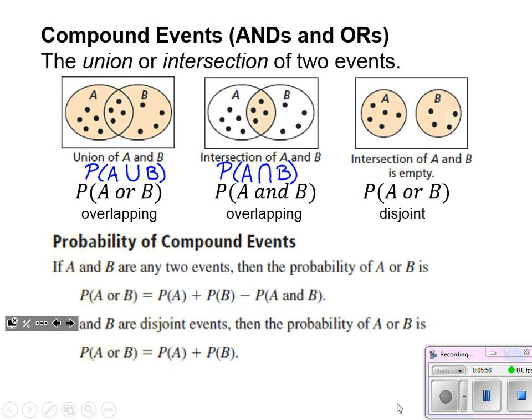Okay, and both of those are situations where we do have overlapping events. You can see there were some outcomes that fall into that overlapping area if we were to draw it in a Venn diagram. But it is also possible that, like in our last example, we have what's called a disjoint situation where the intersection is empty. We still want A or B to happen, but now there's no overlapping area in between.